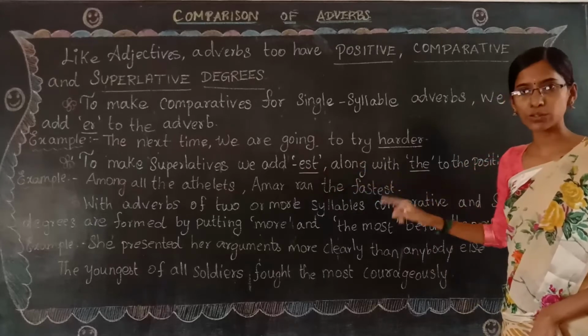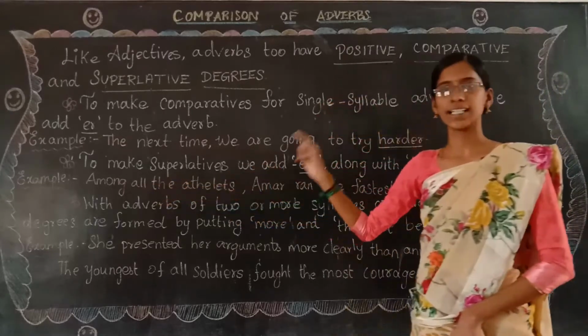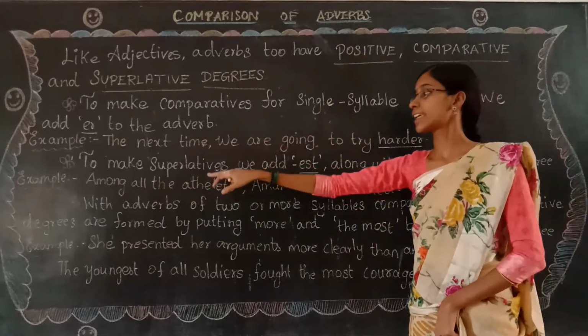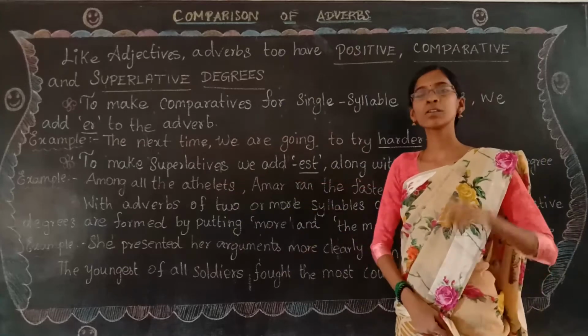So here we have to follow the two rules. See the example here: among all the athletes. Okay, among all the athletes. Here we are referring to more than two athletes, right? Here we are using more than two athletes.